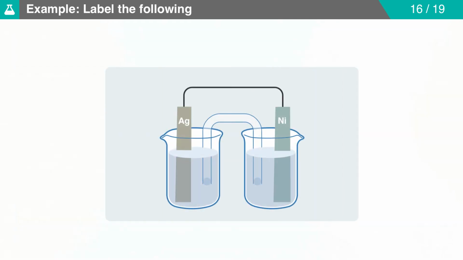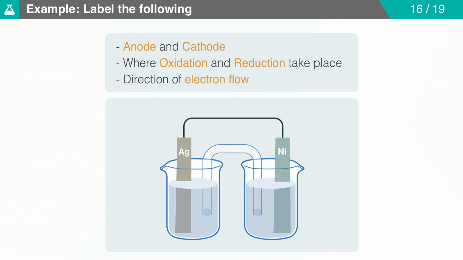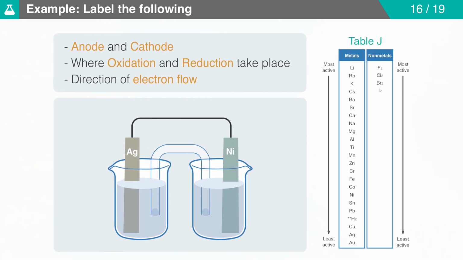Okay, so here's an example, and this is cut from a Regents exam, and they're asking you to label the following: anode, cathode, where oxidation and reduction take place, and the direction of electron flow. So here are the steps that you want to do. First thing you do is you locate your metals. We have silver and we have nickel. I locate those on table J. I see silver on the bottom here, and I see nickel is up top. Electrons flow from high to low, so they're flowing from nickel to silver.